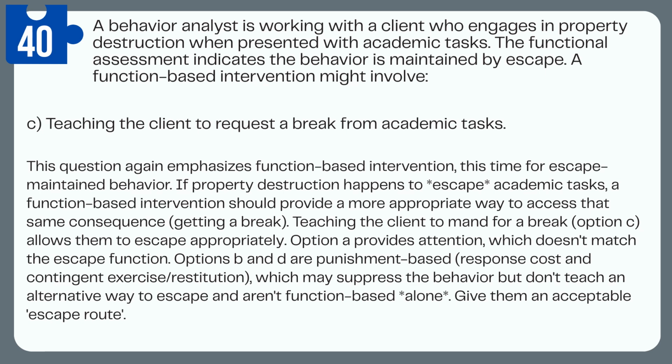Option A provides attention, which doesn't match the escape function. Options B and D are punishment-based, response cost and contingent exercise or restitution, which may suppress the behavior but don't teach an alternative way to escape and aren't function-based alone. Give them an acceptable escape route.